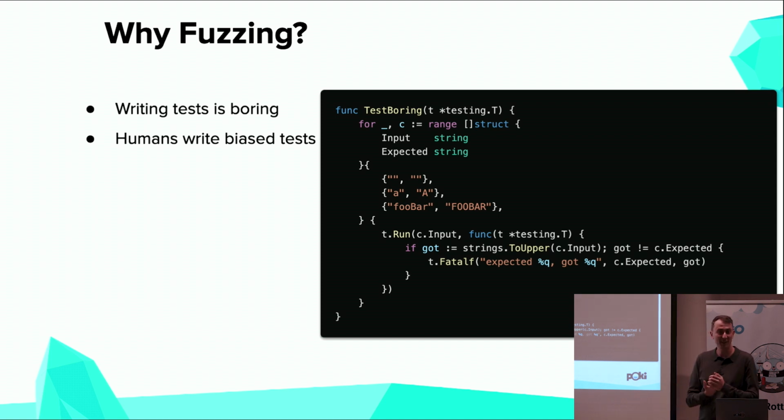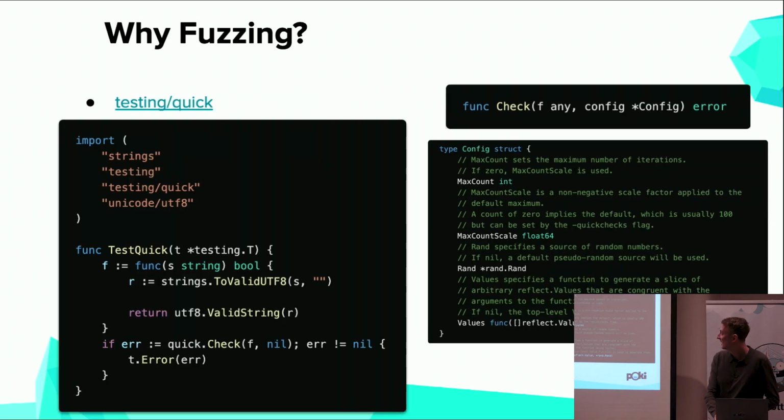And humans write biased tests. When you're writing tests, you have to think of the test cases. So you're only going to think of the things where you wrote the code. You're going to think, oh yeah, if I have this input and that output, and you're going to think about the stuff that's probably going to work because you wrote the code as well. So sometimes you want to randomize your tests a bit or do it a bit differently.